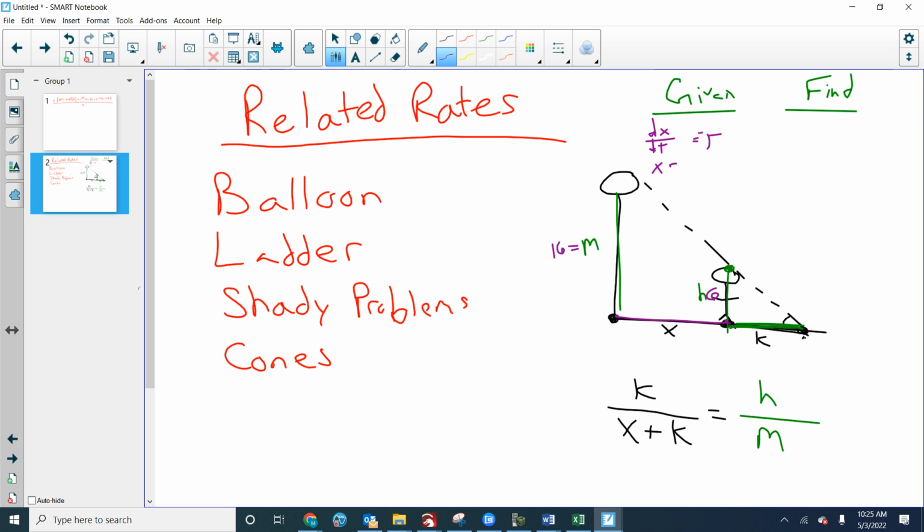So x equals 10. This is a reminder that x is changing, but we're taking a picture of this situation when he is 10 feet away. So x is 10 in that situation, dx/dt is negative 5, m is 16. What else? What are we trying to find?